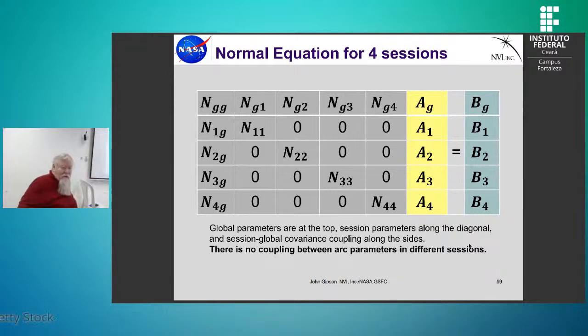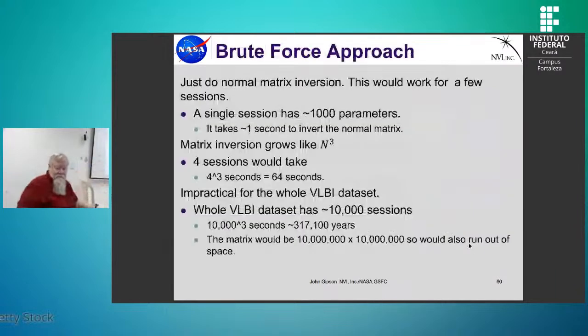Okay, so this is the normal equation for 4 sessions. Imagine if I had this for 7,000 sessions, it would just be huge, because each of those things like N11, that's like 1,000 parameters. So if I have a single session and I have 1,000 parameters, matrix inversion, I can do it in under a second. But matrix inversion grows like n cubed. So if I had 4 sessions instead of 1 second, it would take 64 seconds. If I had the whole data set, it would take longer than human civilization to invert it.